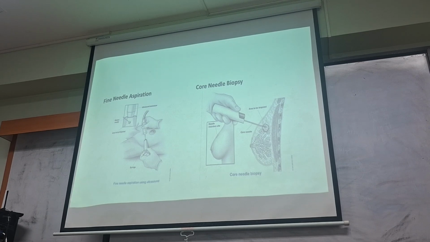Core needle is superior because it gets a small tissue sample. So a good representative of the tumor would be a tissue sample with an intact architectural pattern. So you will be able to see if cells, malignant cells, have invaded basement membranes.